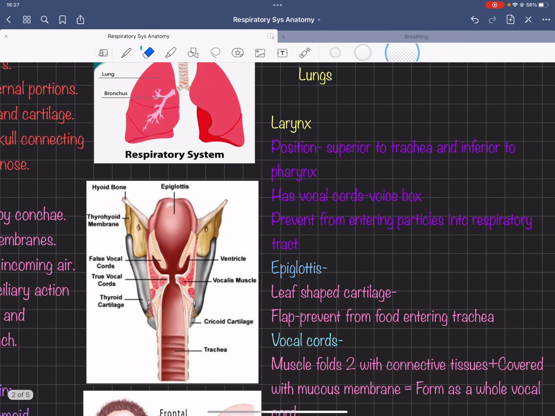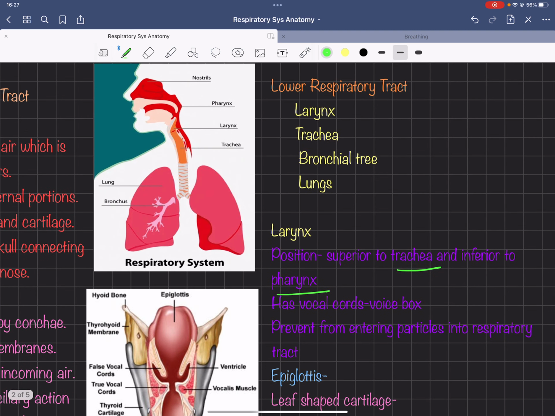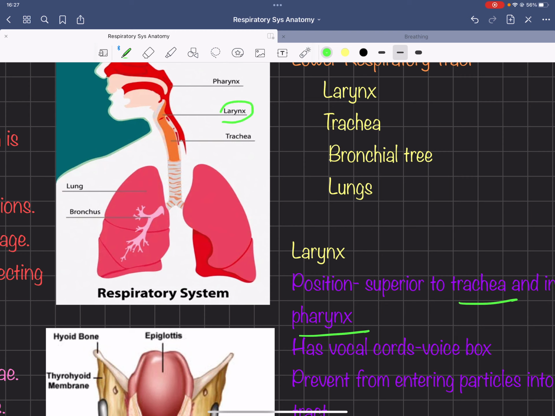Larynx is actually positioned superior to the trachea and inferior to the pharynx, meaning that it lies below the pharynx but above the trachea. Here in the picture we can clearly see the larynx lies in between the pharynx and trachea. So above the larynx we have this area known as the pharynx, and below the larynx we have this area known as the trachea, and this is the esophagus actually. In this way the trachea lies in front of the esophagus. This is the esophagus and the trachea is present in front of the esophagus.